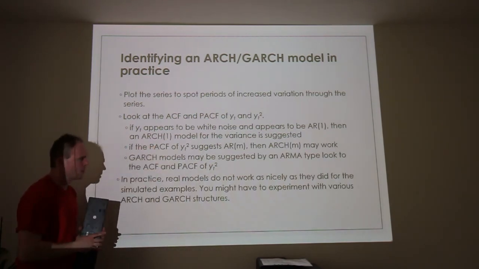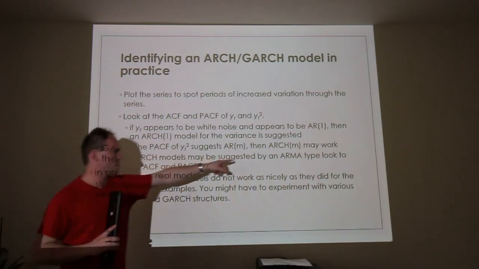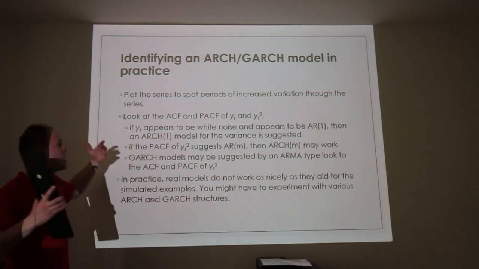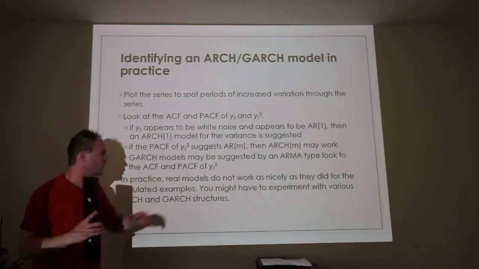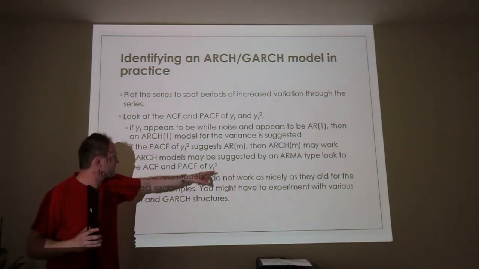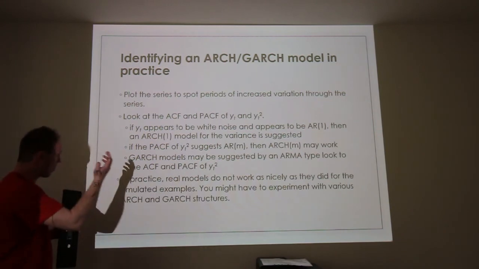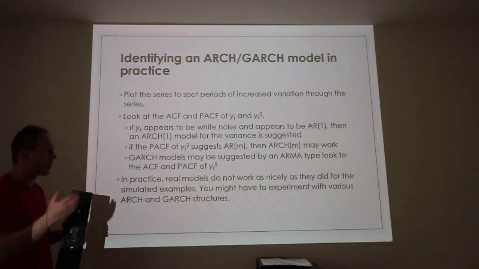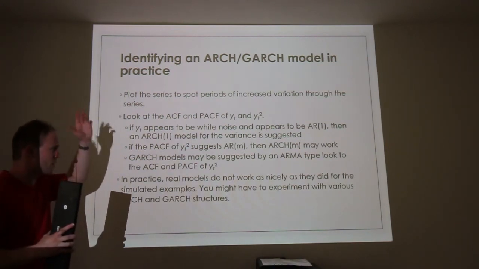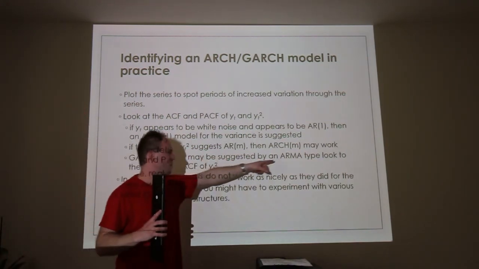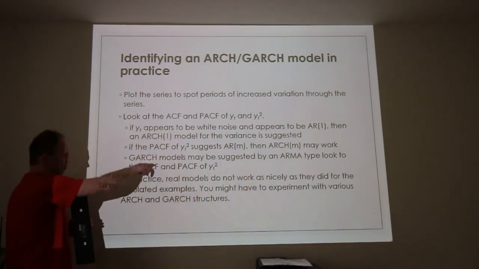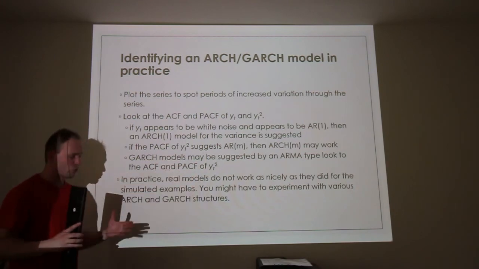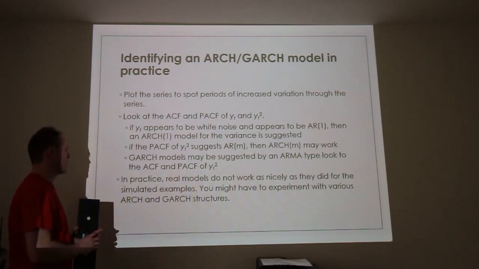GARCH models may be suggested by an ARMA type. Look to the autocorrelation function and the partial autocorrelation function of yt squared. So again, generalized autoregressive conditional heteroscedasticity models may be suggested by an ARMA type. Look to the autocorrelation function and partial autocorrelation function of squared values of our dependent variable.